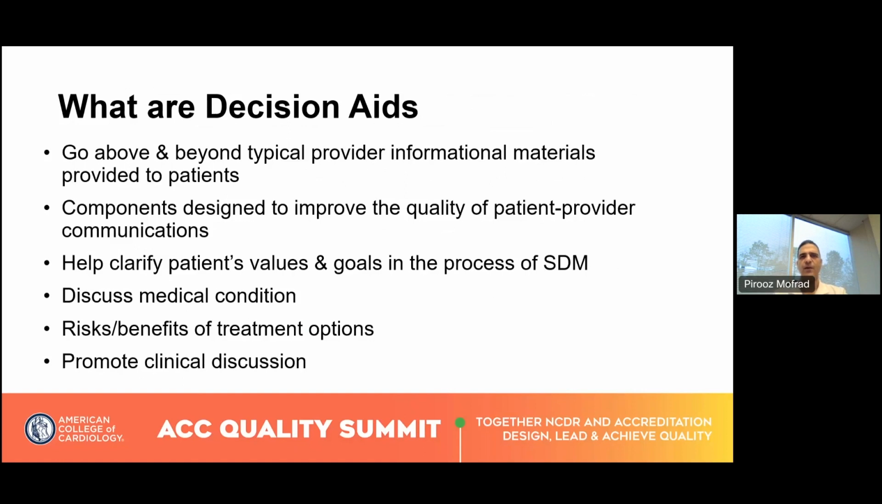So decision aids go above and beyond traditionally what we think about sitting there for informed consent, discussing a procedure, having the patient sign a consent. They're really designed to give a better quality to that patient-provider communication to help tailor it to the patient's goals and values. So it goes through the medical discussion process typically about the condition the patient has, goes through the discussion of risks and benefits of the treatments, and promotes a more thorough clinical discussion between the patient and the physicians and physician extenders regarding either the procedure or the particular medical treatment that's being recommended for them.